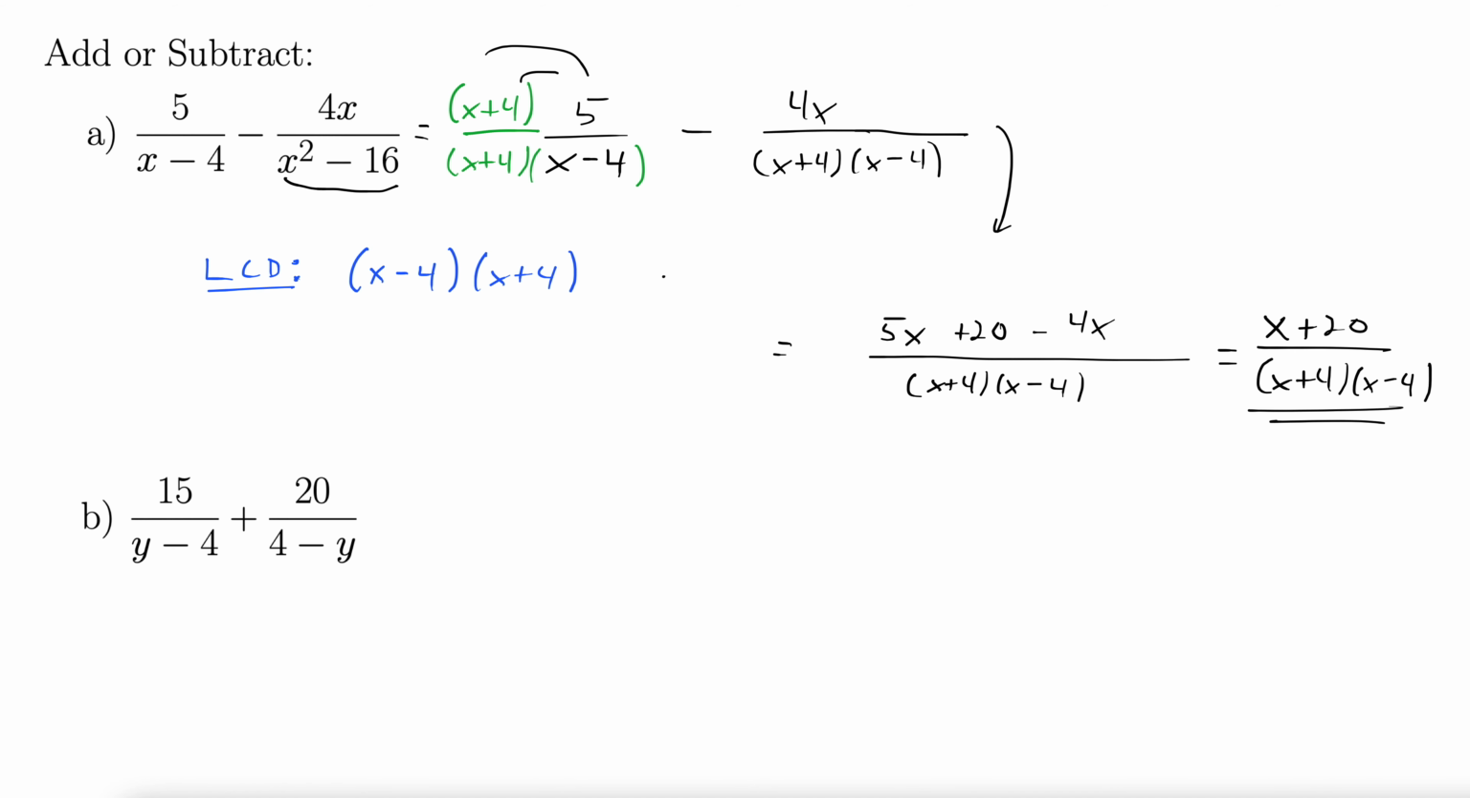Let's try the next one here. So we have 15 over y minus 4 plus 20 over 4 minus y. Don't make this too complicated. Pause the video, try it on your own, and then we'll compare notes.